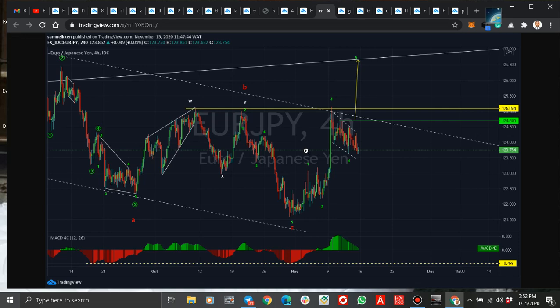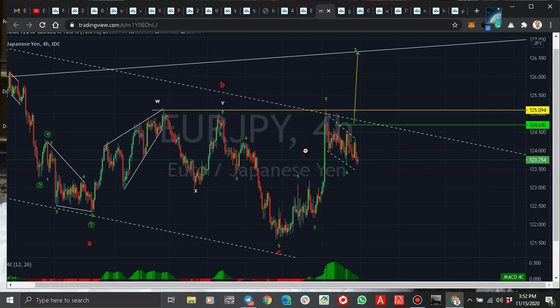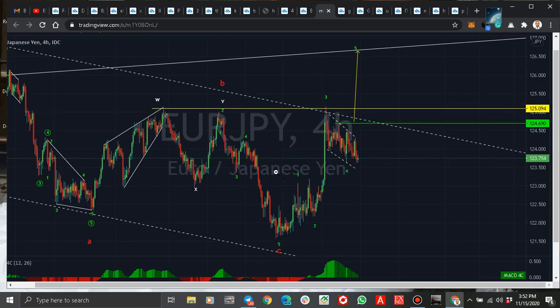The next is euro yen. I didn't want to show much on daily time frame because they haven't changed. My past 4 or 5 videos, the daily time frame is still almost the same. Now on euro yen, what I will do is I will be looking for a buy setup.